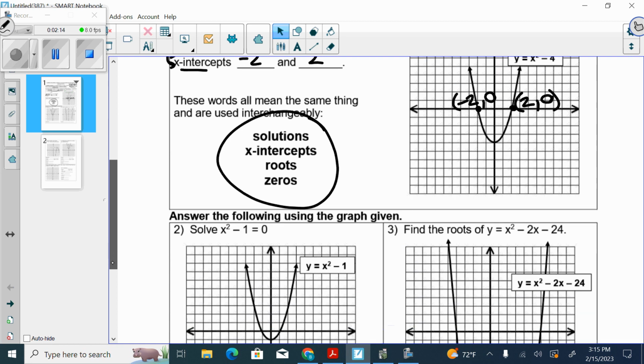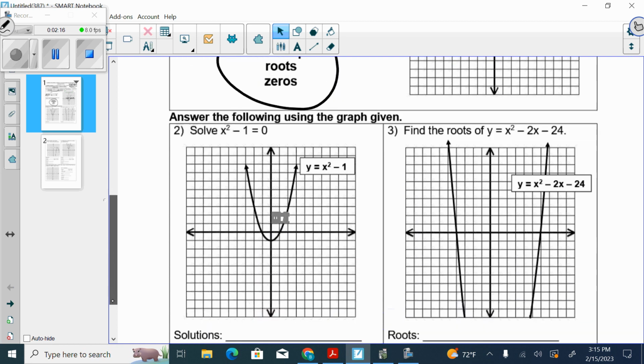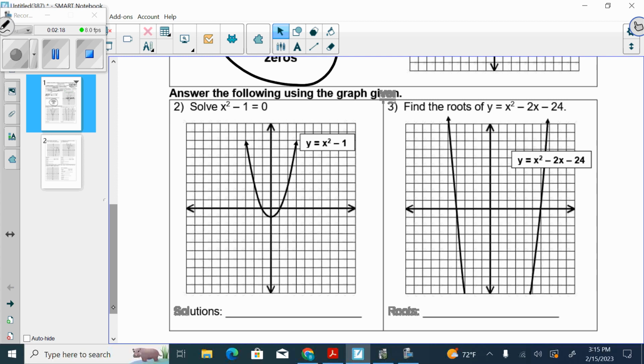All right, so answer the following given our graphs. They ask for a solution. A solution, like we said, is the same thing as an x-intercept. What are the x-intercepts here on number 2? We've got one right here and one right here. This one's at -1, this one's at 1. So my solutions are x equals -1 and 1.